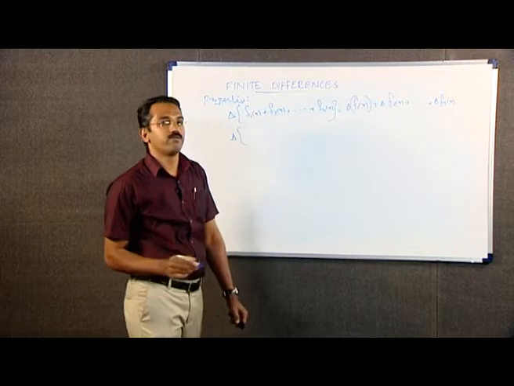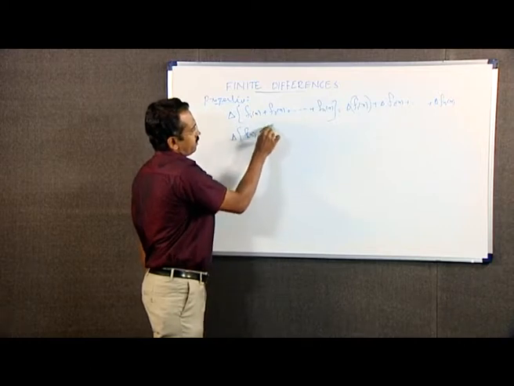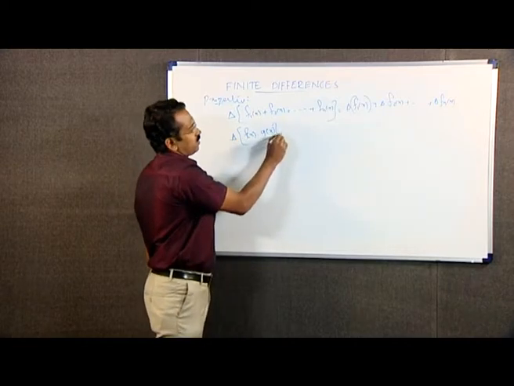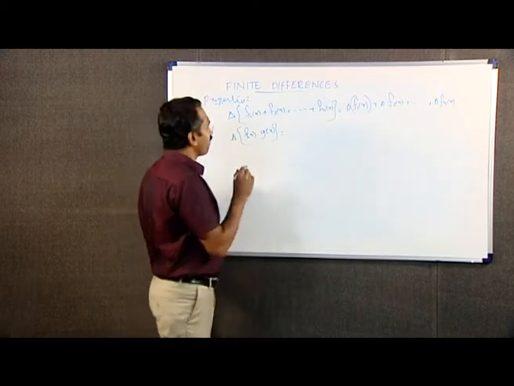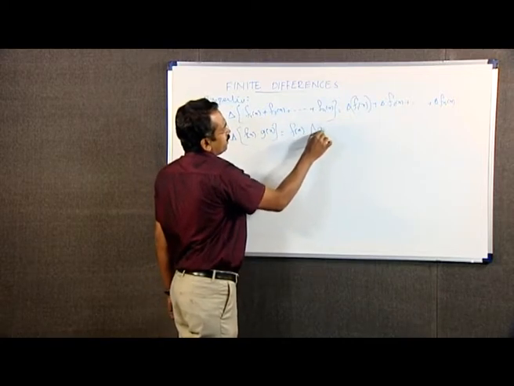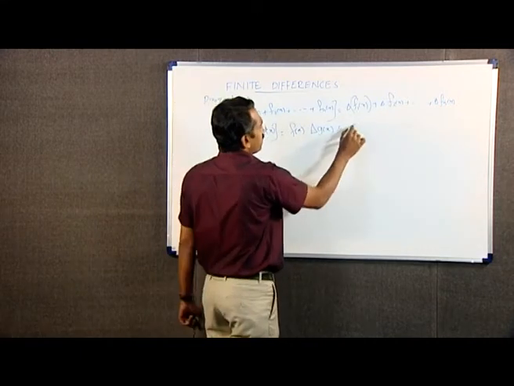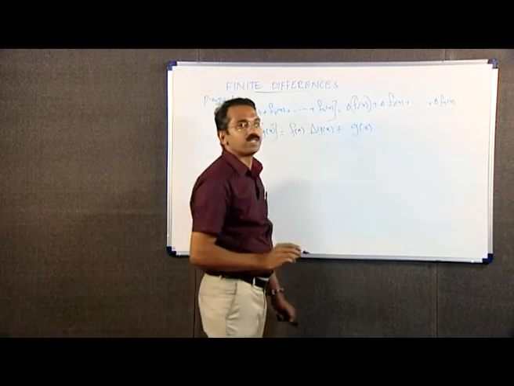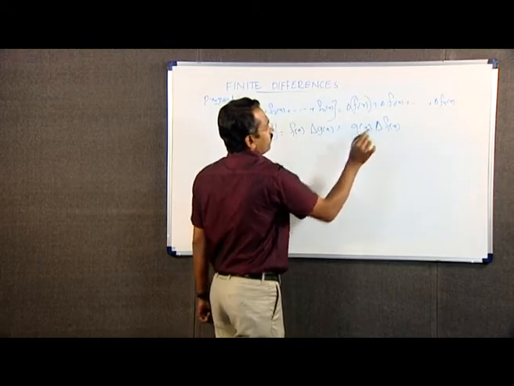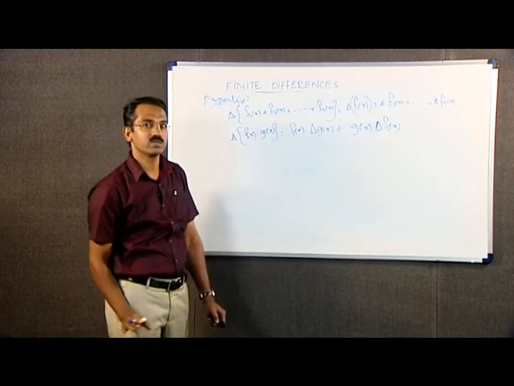Delta of f of x into g of x, the forward difference of a product, is equal to f of x into delta of g of x plus g of x into delta of f of x. This is the product forward difference of a product.